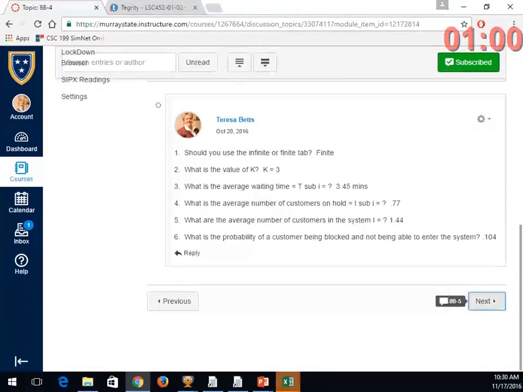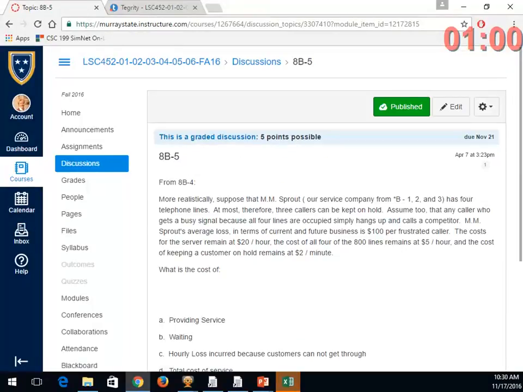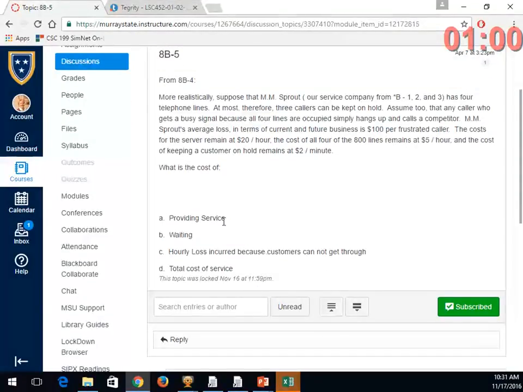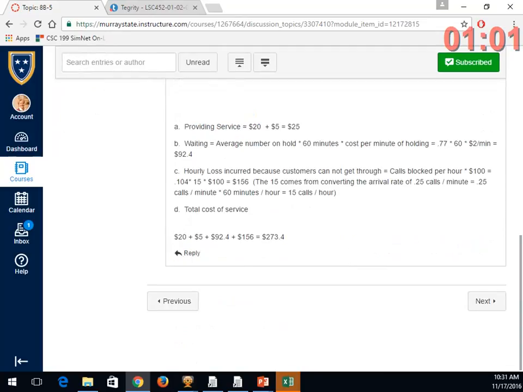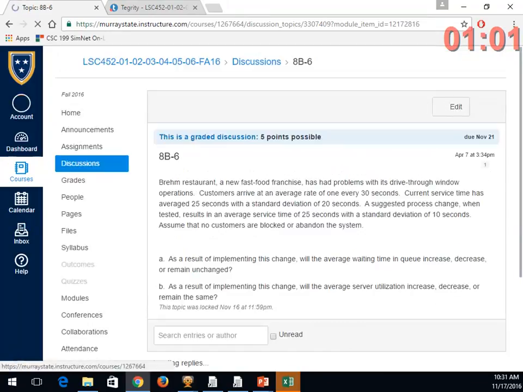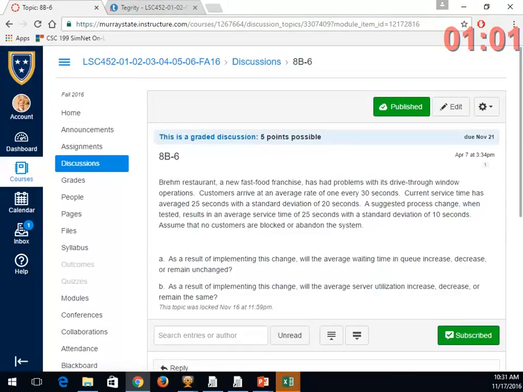And then in the next one, that's when you're going to calculate, okay, what's the cost of providing service? What's the cost of waiting? What's that hourly loss because customers can't get through, so the probability of being blocked? And what's the total cost of the service? And so then this is just conceptual, you can put it into the spreadsheet and do it from there. But that's what we're looking at there.